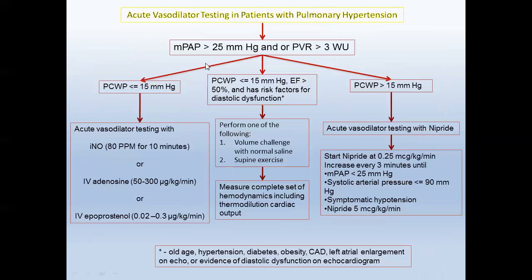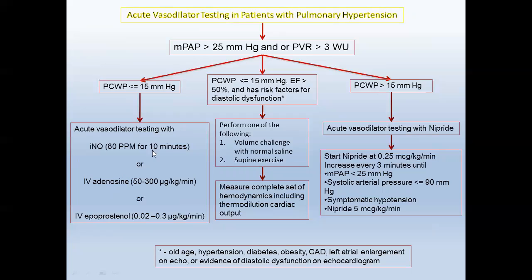So when is that? When you go in the cath lab and the mean PA pressure is more than 25, that means they have PAH. When you look at their wedge pressure and their left-sided pressure is less than 15, that means they don't have group 2; they have either group 1, group 3, group 4, or group 5. But if they have group 1, then we usually, most of the time, even group 3, we do it, but we don't treat them this way. We give them vasodilator testing.